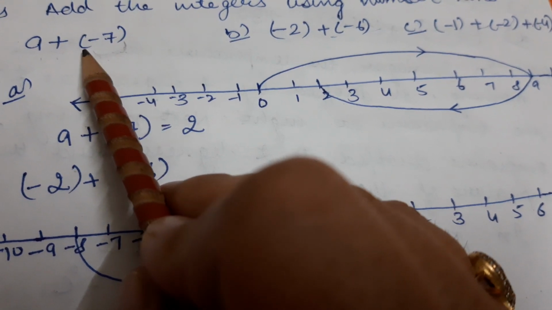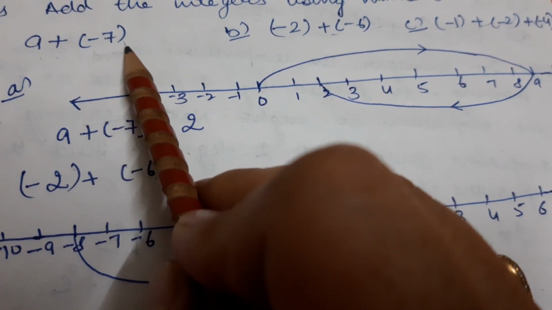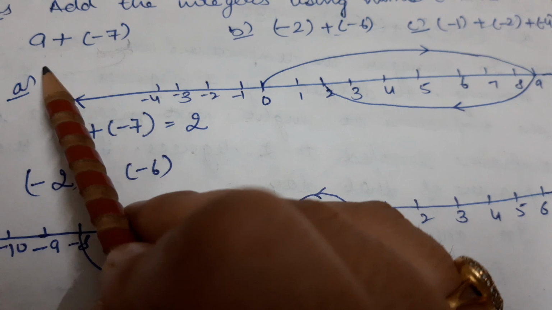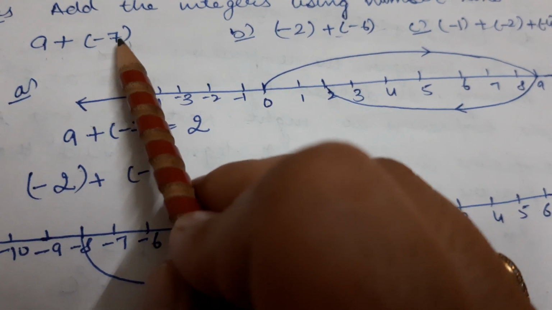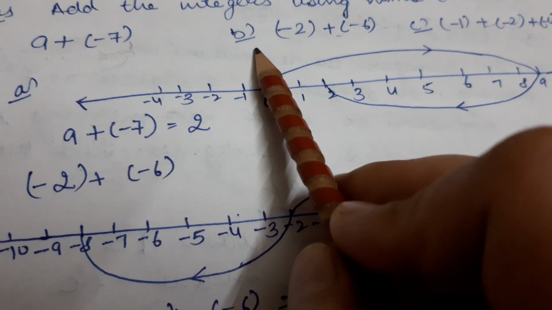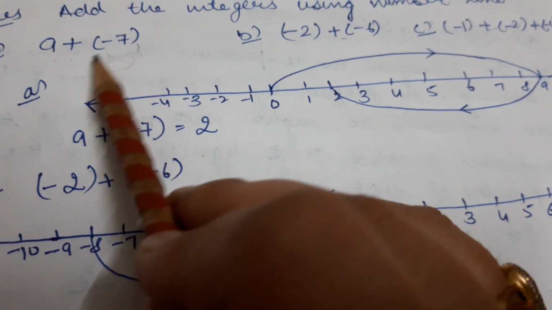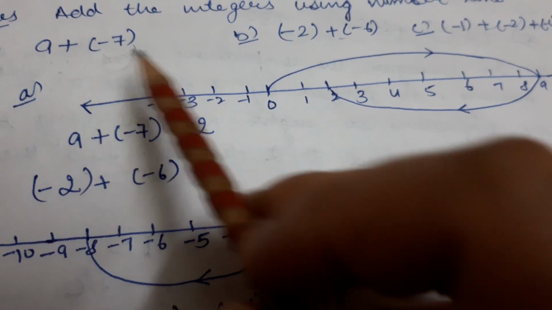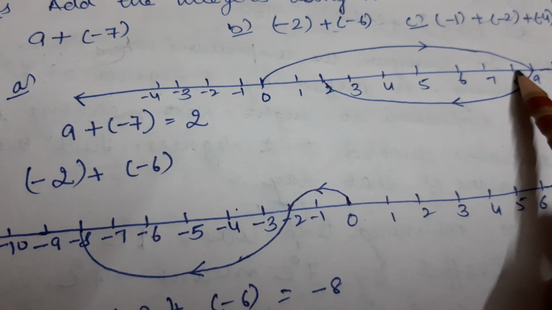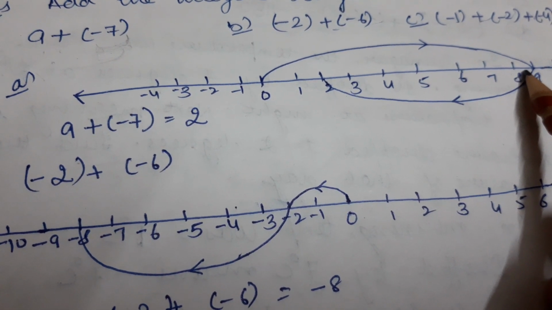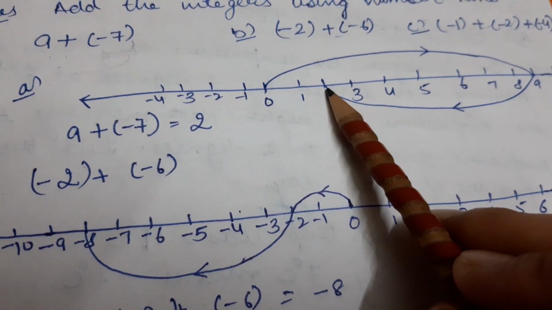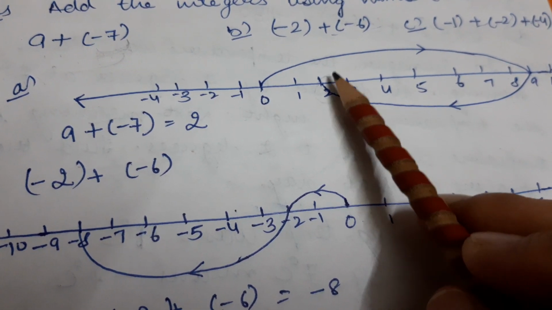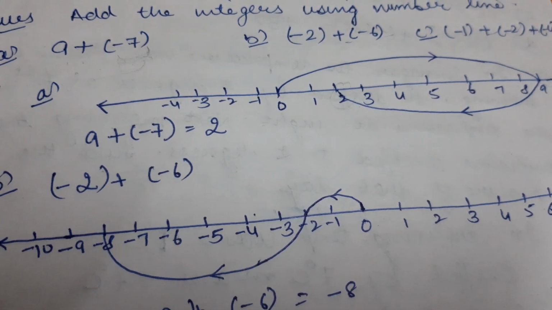As we have already discussed, when we have minus 7, it means we are moving towards the left-hand side. If we are adding a positive integer, then we have to move to the right-hand side. Now we are adding a negative integer, so from 9 we have to move 7 steps in the left direction. 1, 2, 3, 4, 5, 6, 7. So we reached 2. So the answer of this is 2.